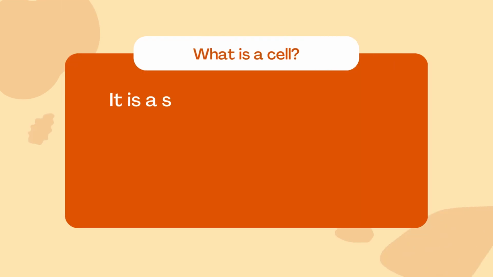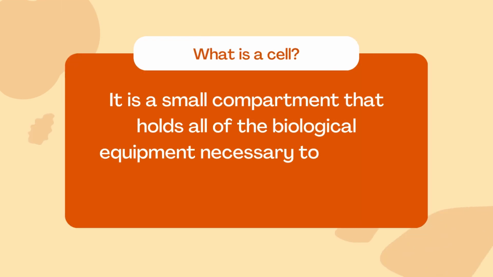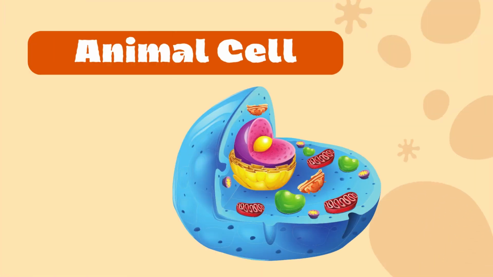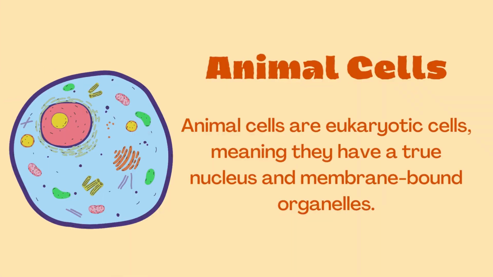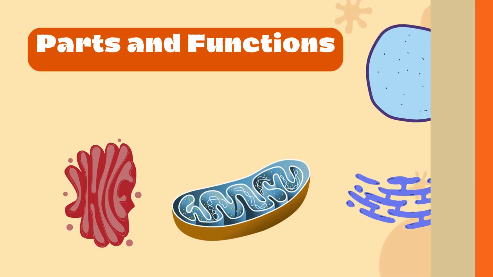What is a cell? It is a small compartment that holds all of the biological equipment necessary to keep an organism alive. Animal cells. Animal cells are eukaryotic cells, meaning they have a true nucleus and membrane-bound organelles. Here are some key parts and their functions in an animal cell.